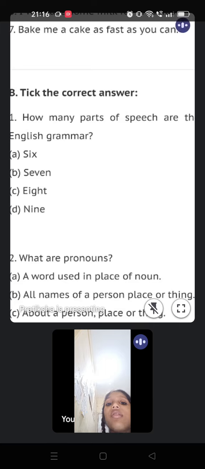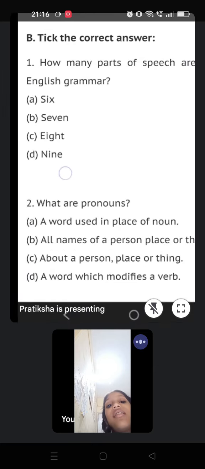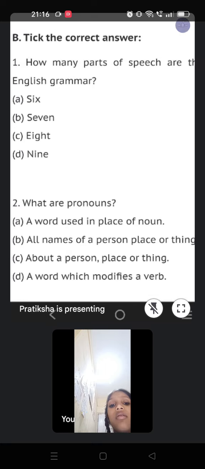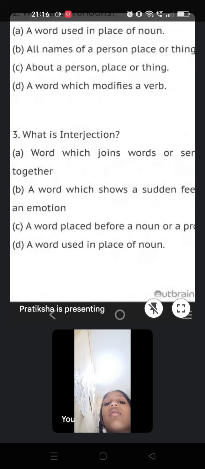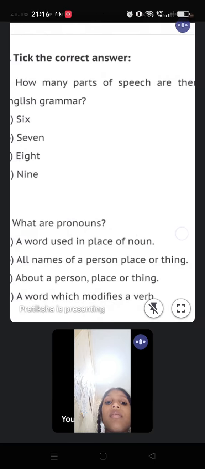Adjective. Okay. Read the next question. Take the first answer. Okay. In the seventh sentence, what is "you"? Pronoun. Very good. Next. Take the correct answer. How many parts of speech are there in English grammar? How many?